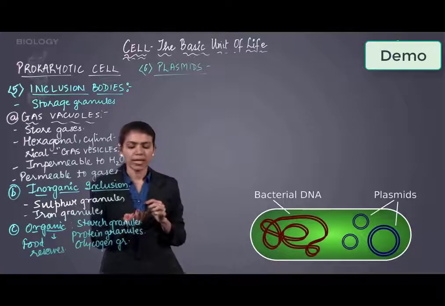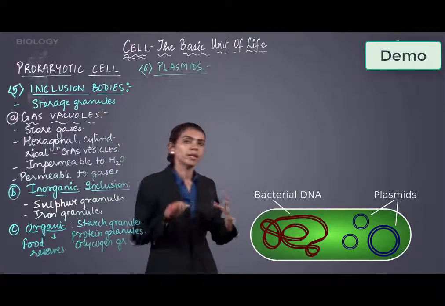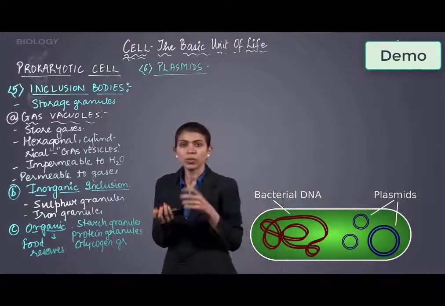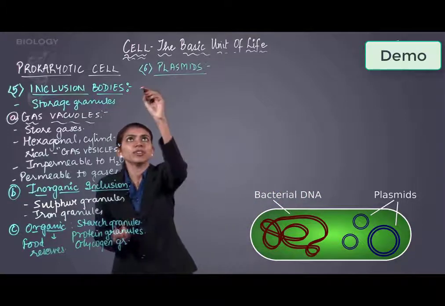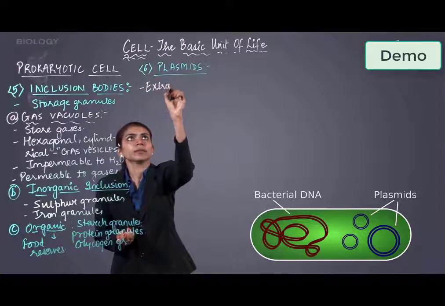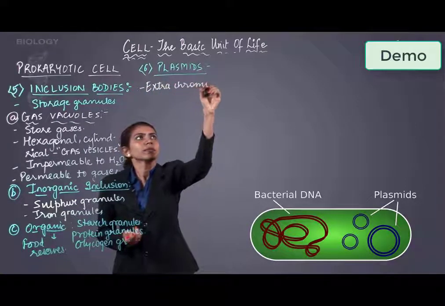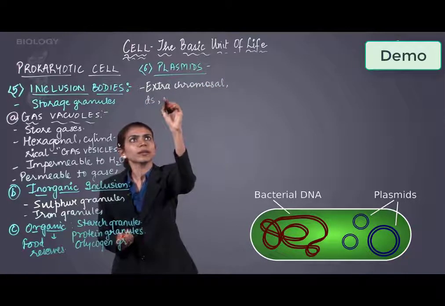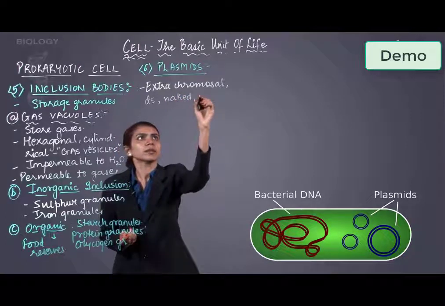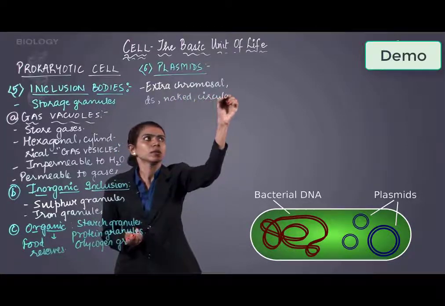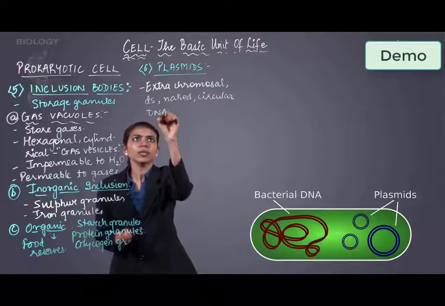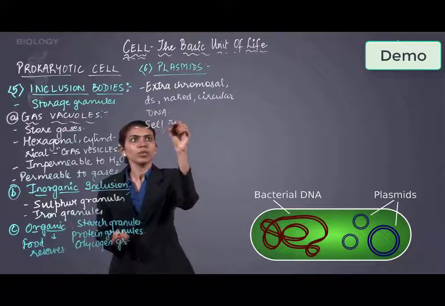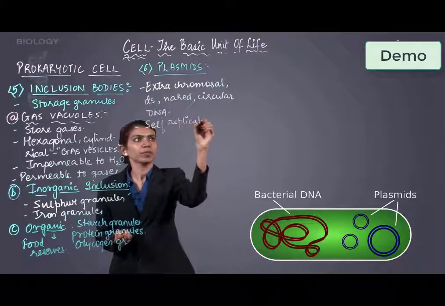Now what are plasmids? Plasmids are basically extra chromosomal DNA. So there is an extra chromosomal circular naked DNA, which is again double stranded. These are extra chromosomal double stranded naked circular DNA. Now these plasmids, they are capable of self-replicating. So they have this important property of self-replication.